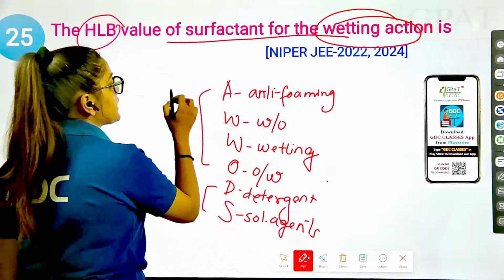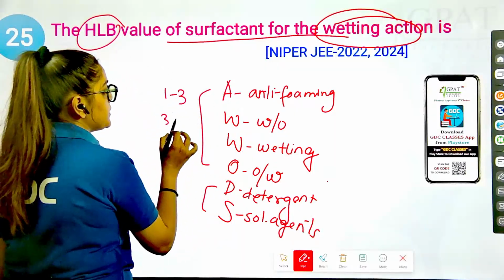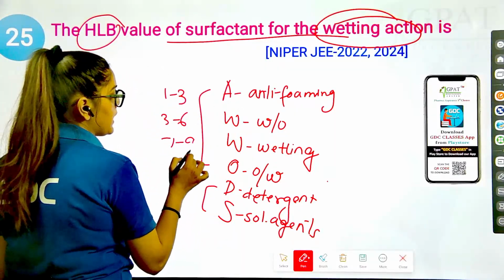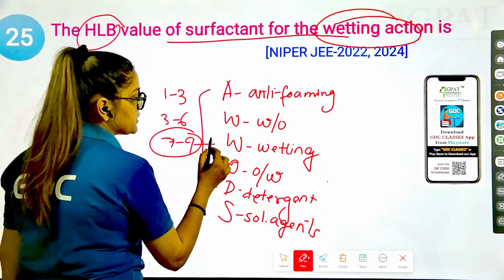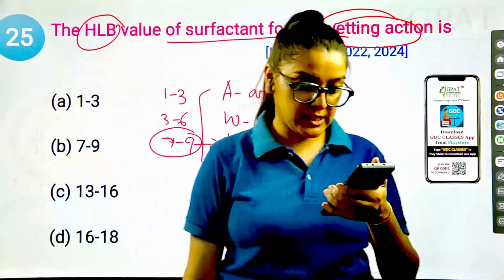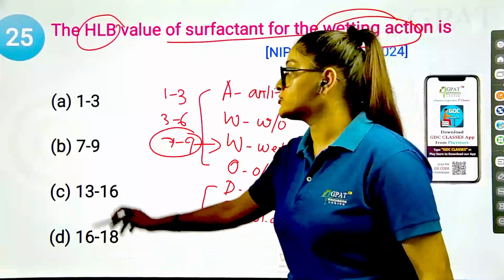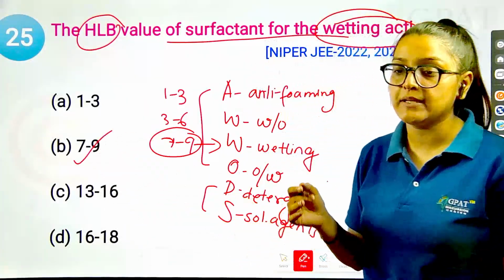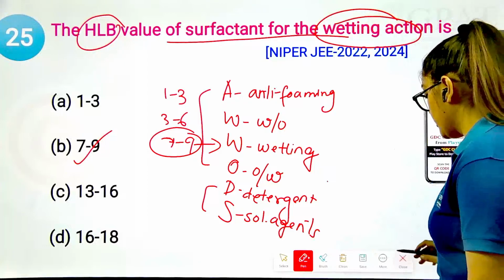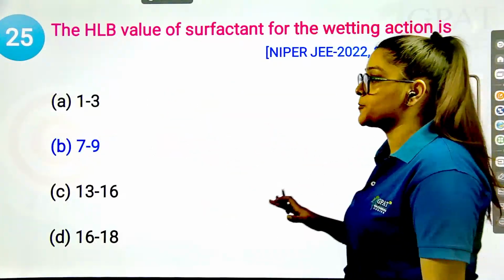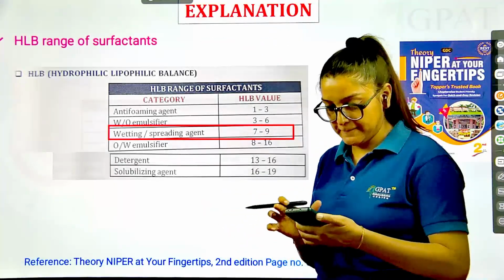Okay. So the values start from 1 to 3, 3 to 6, 7 to 9. So you can spot the value of the wetting agent as 7 to 9. So we have the correct answer as option B. I hope you all get it right. Option B, 7 to 9.